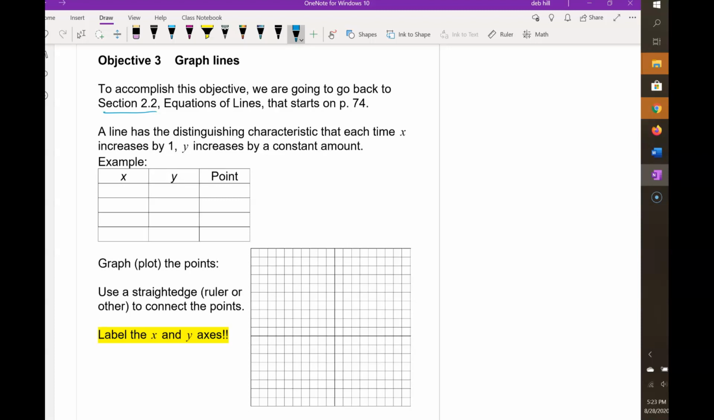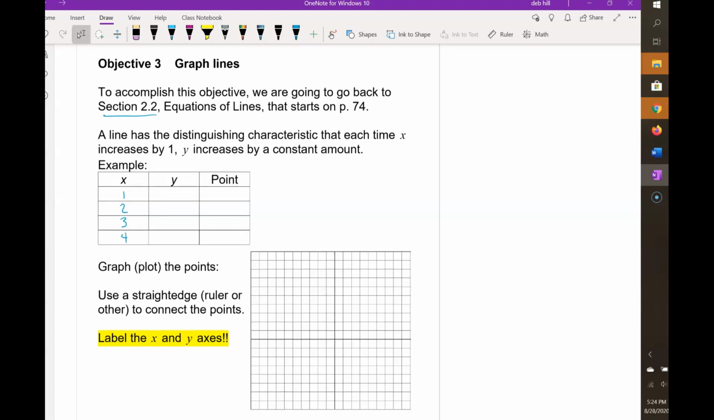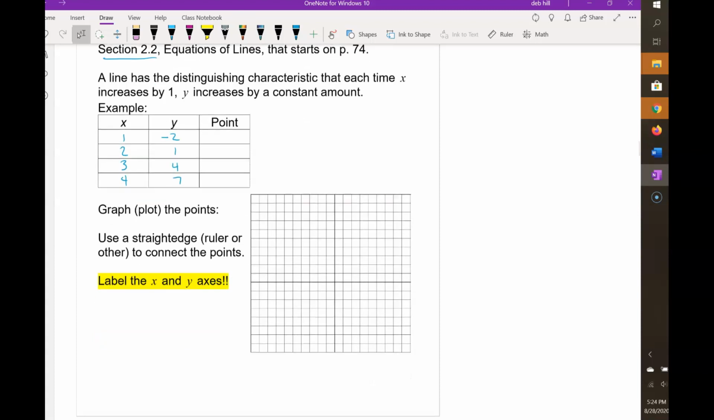A line has the distinguishing characteristic that each time x goes up by 1, y increases by a constant amount. So if x goes up by 1, 1, 2, 3, 4, and y goes up by 3 each time x goes up by 1, this is going to make a linear pattern. So we're going to be plotting the points (1, -2), (2, 1), (3, 4), and (4, 7).